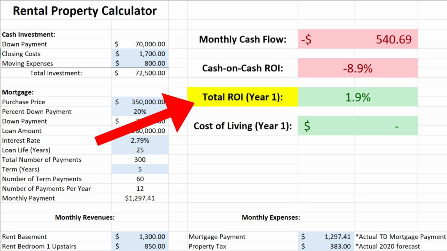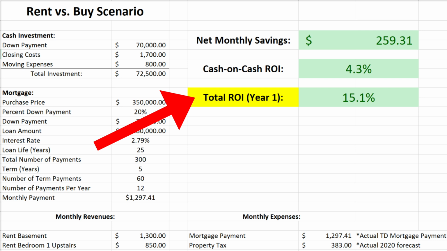But then when we calculate the total rate of return that takes into account the principal pay down of the mortgage payment, the rate of return actually changes from 1.9% to a 15.1% per year. And of course, these numbers are only based on the first year of homeownership, so they will get better over time, meaning my rate of return will increase as I start paying down more principal as time goes on.